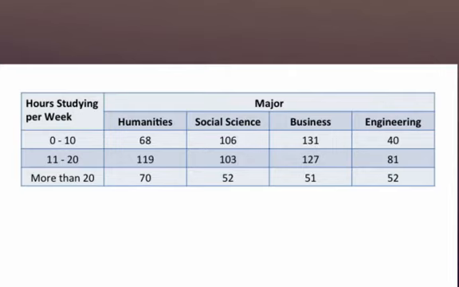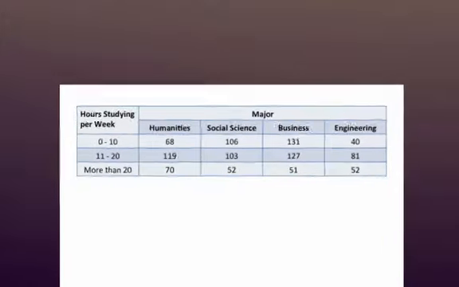So we have our first variable, major. We are interested in 4 different types of major: humanities, social science, business, and engineering. Our second ordinal variable is hours studying per week. We gave the students an option: did you study between 0 and 10, 11 and 20, more than 20? Choose one of the categories. So this is why this is a qualitative, more specifically ordinal variable. This is how the problem would start, okay?